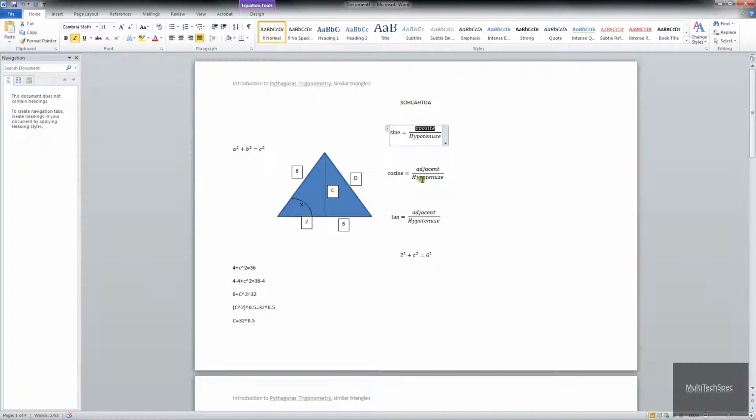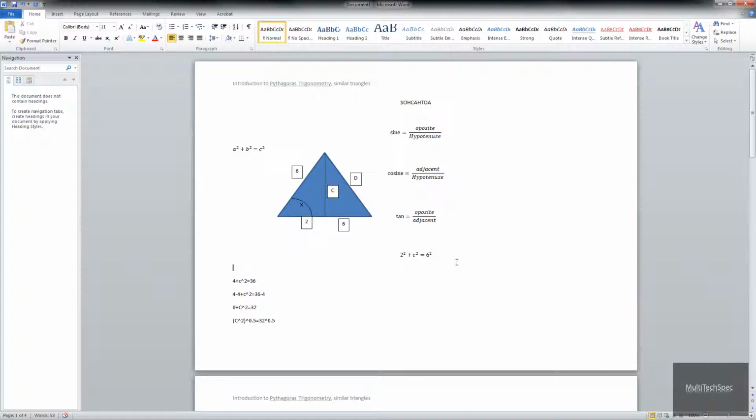Is equal to opposite over the adjacent side. Right, okay. So you will notice that it's the cosine formula that we need to use. It's the cosine. So, if we know that, then let's try it, shall we?